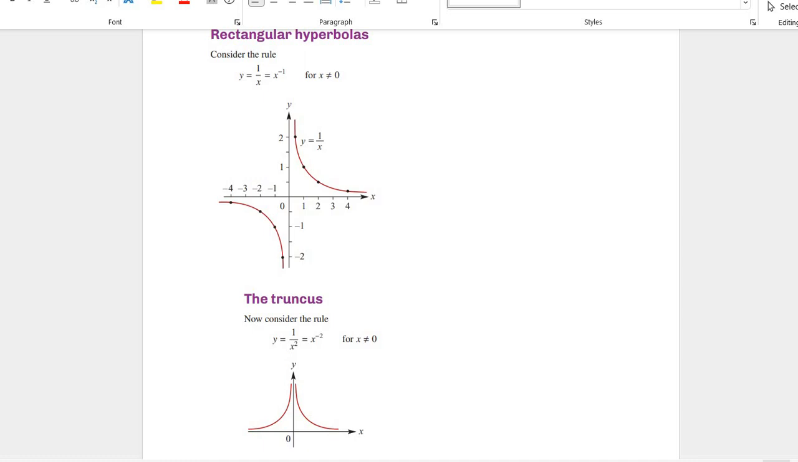I've cropped some of the photos from the textbook to indicate some of the basic features of the very first graph, which is called a hyperbola. In general, we also call it a rectangular hyperbola. It's got a rule of y equals 1 over x. Over here, as you can see, 1 over x is the same as x to the power of negative 1, if you have already learned exponents previously.